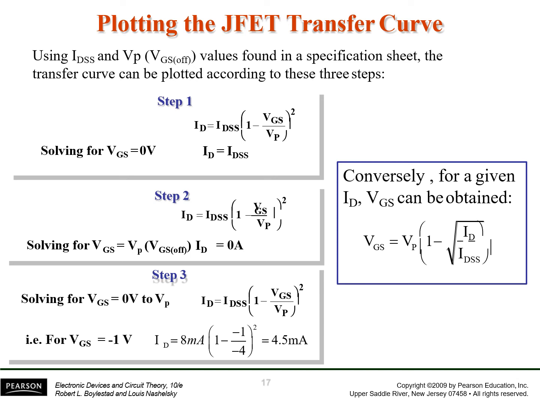And conversely, for a given value of ID, VGS can be obtained from the same Shockley's equation. You can try some mathematics and rearrange Shockley's equation, ID equal to IDSS into (1 minus VGS over VP) whole square, to find the value of VGS. VGS would come out to be VP into (1 minus the square root of ID over IDSS).